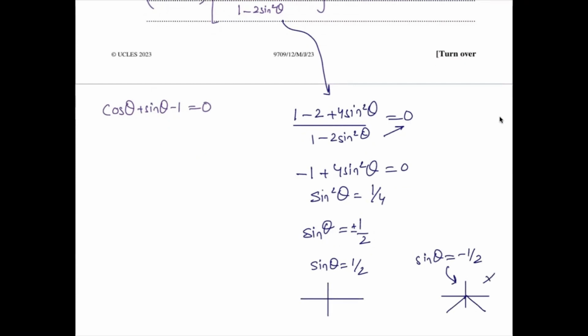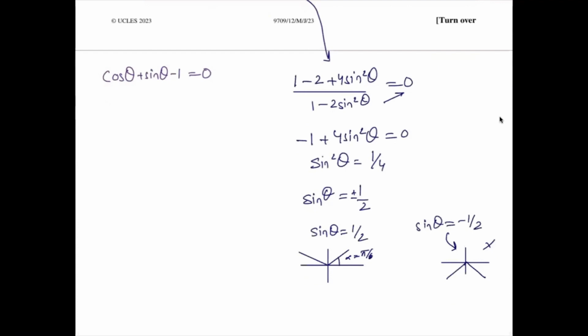For this, the basic angle is going to be pi by 6. If we take sine inverse of 1 upon 2, that's going to be pi by 6. So the two values of theta are pi by 6. And this value is going to be pi minus pi by 6, that is 5 pi by 6. So these are the two solutions from here.